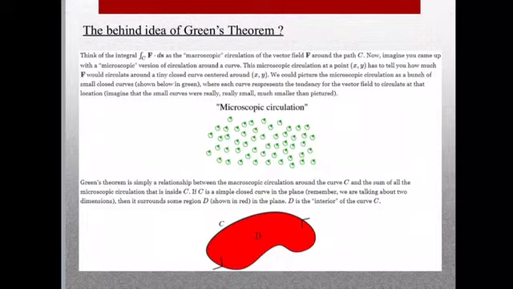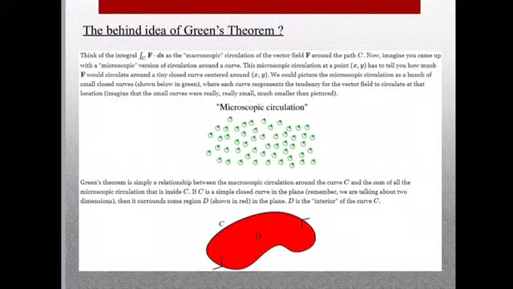Now imagine you could define a microscopic version of circulation around a curve. This microscopic circulation at point (x, y) has to tell you how much F will circulate around a tiny closed curve centered around (x, y). We could picture the microscopic circulation as a bunch of small closed curves shown below in green, where each curve represents the tendency for the vector field to circulate at a location. Imagine that the small curves were really small, much smaller than the picture.